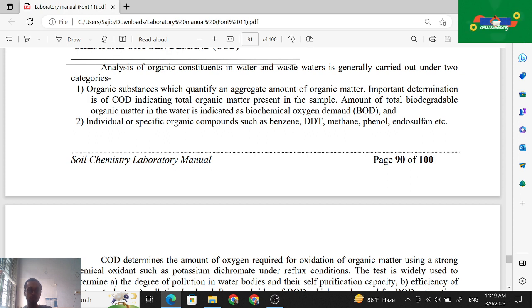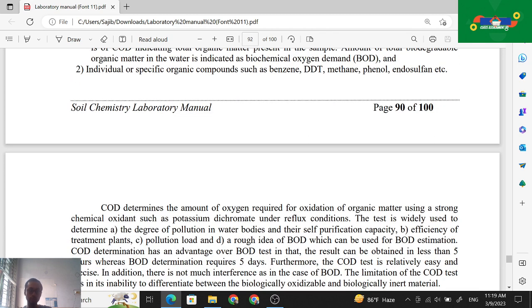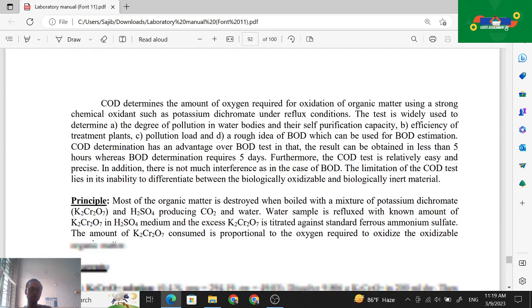The amount of total biodegradable organic matter in the water is indicated as biochemical oxygen demand, or BOD, and individual or specific organic components such as benzene, DDT, methyl phenol, endosulfan, etc. So COD determines the amount of oxygen required for oxidation of the organic matter using a strong chemical oxidant such as potassium dichromate under reflux condition.